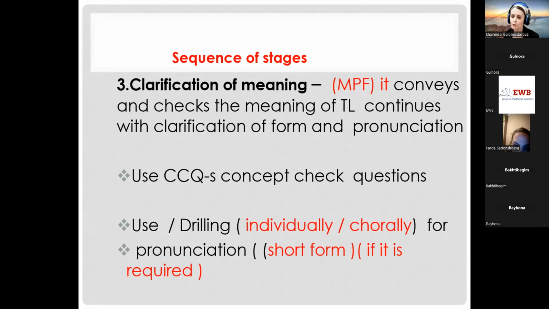Otherwise, without them, it wouldn't be possible to teach this way. And after you elicit it from them, and after you have put all their thoughts on the board, you can use drilling: you ask them to repeat individually or chorally. Of course, first chorally and then individually. This is for teaching pronunciation, for example, how to pronounce the short form, and again if it is required. So this is the third stage of situational presentation.